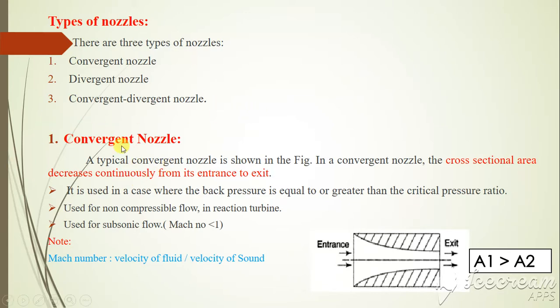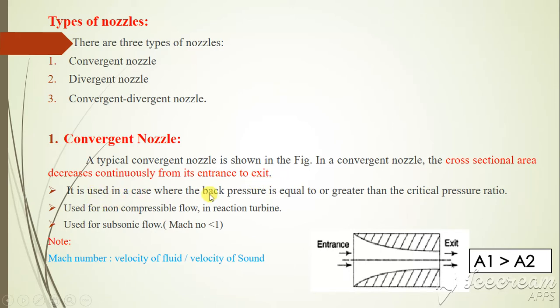Let us start with the convergent nozzle. For the convergent nozzle, you can refer to this figure. You can see in this figure, the area is going to reduce continuously from the entry to the exit, or you can say the entrance to the exit. That means the entrance area is higher than the exit area. Such a shape of nozzle is called a convergent nozzle, in which the cross sectional area decreases continuously from its entrance to the exit.